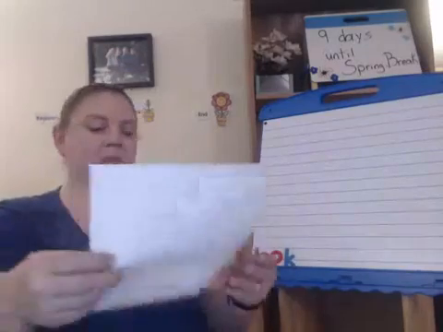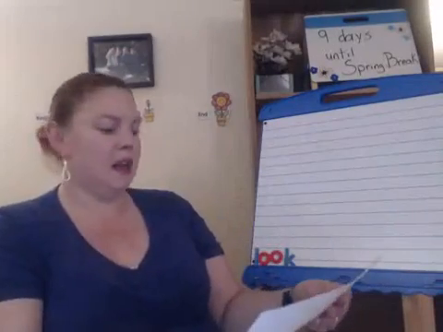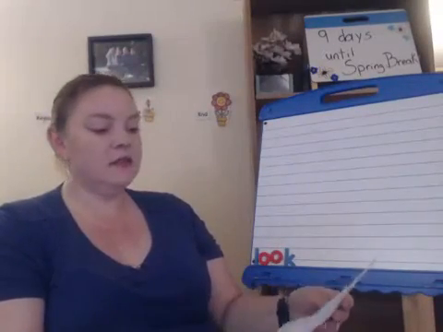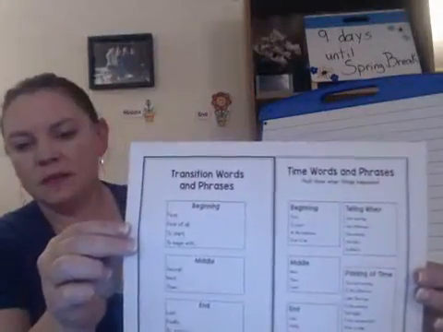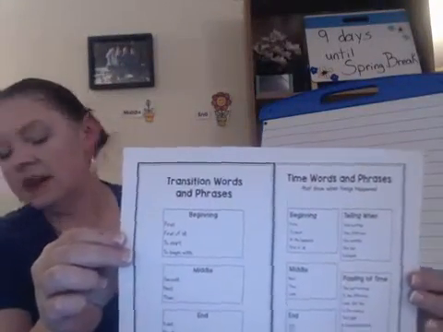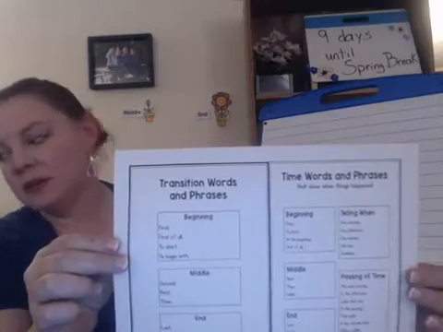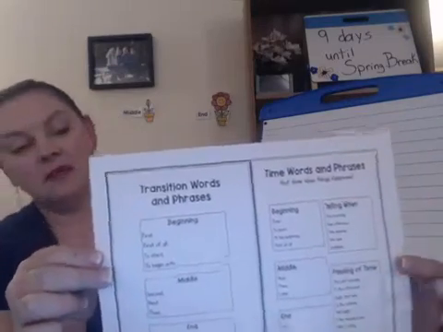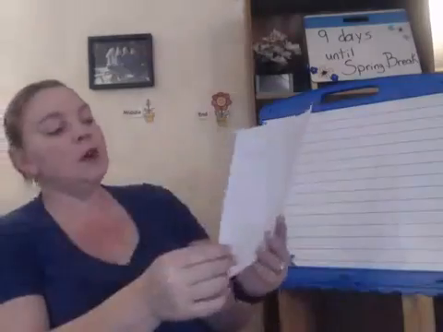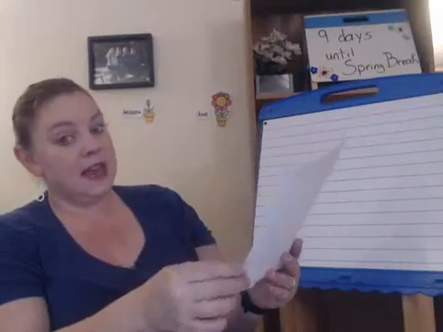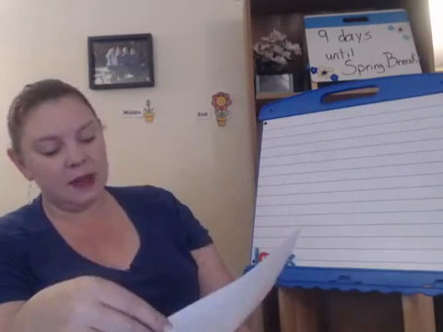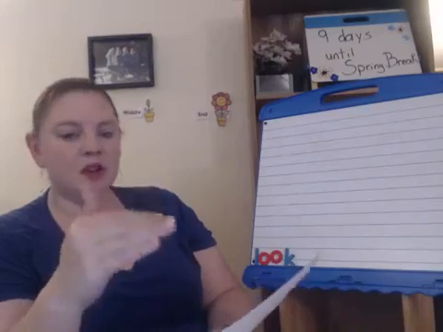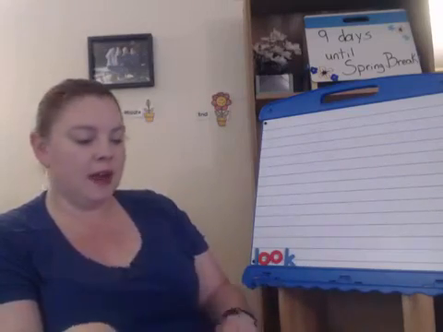Also in your little packet, you see the transition words and phrases paper and the time words and phrases. You have all of those to use, and you're going to use some of those today. For our story today, we're going to use some of the time phrases like once upon a time, and we're going to start putting our story together that way.